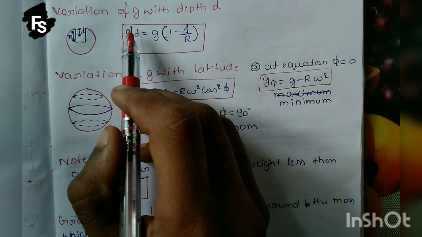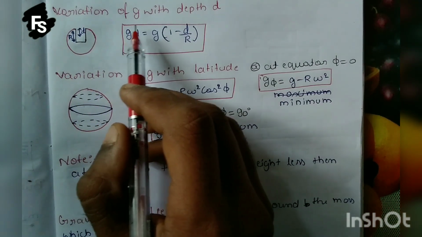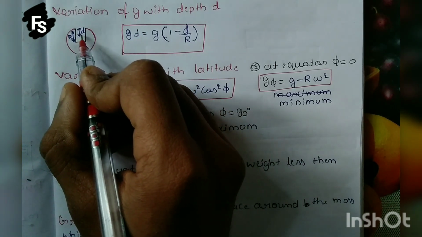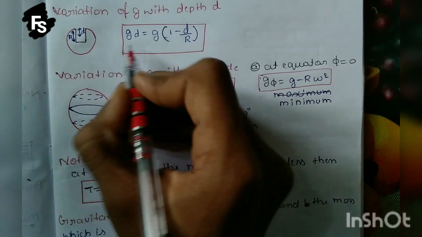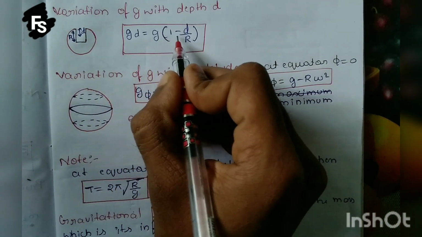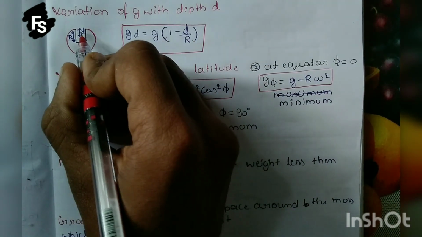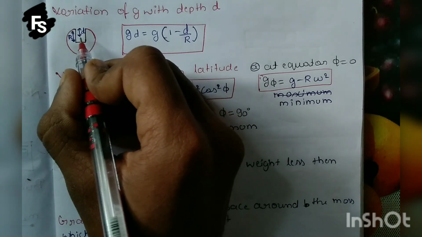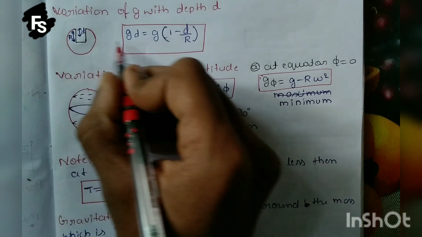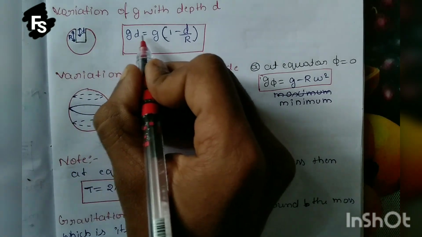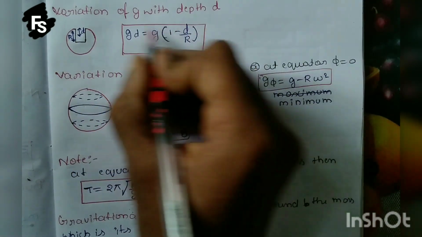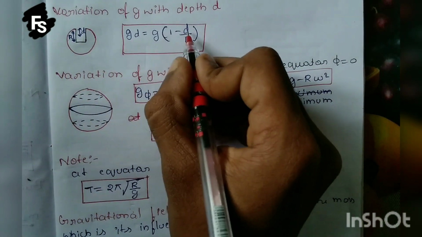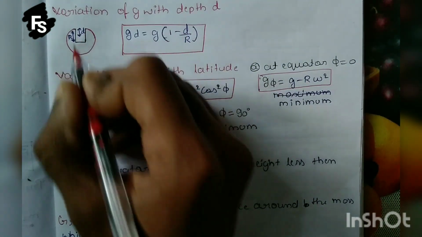Next, variation of g with depth d. If the object moves to a depth, how does g vary? Here, g at depth d is equal to g into (1 minus d by r). If the object moves down, the acceleration due to gravity changes according to this. gd is equal to g into (1 minus d by r). This is the formula to find the change in gravitational field. Here d means the depth it traveled.